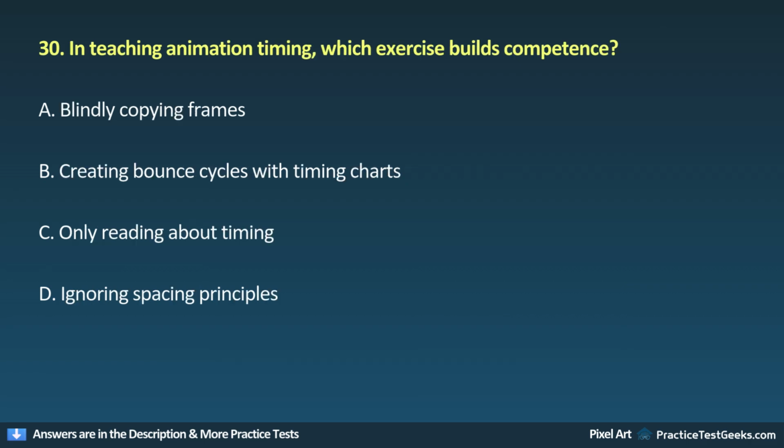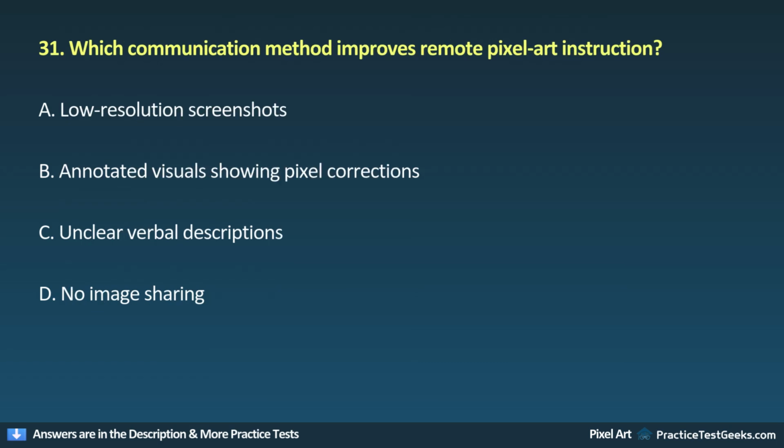30. In teaching animation timing, which exercise builds competence? A. Only copying frames. B. Creating bounce cycles with timing charts. C. Only reading about timing. D. Ignoring spacing principles.